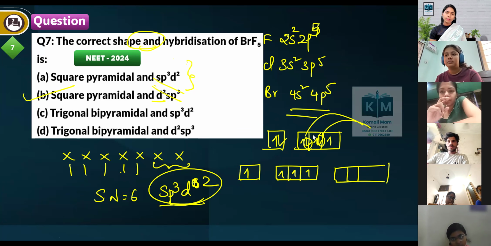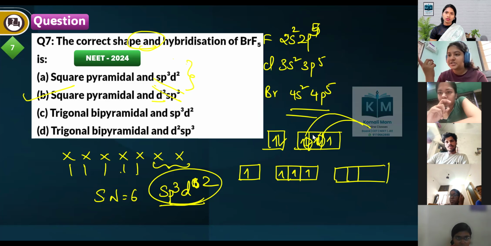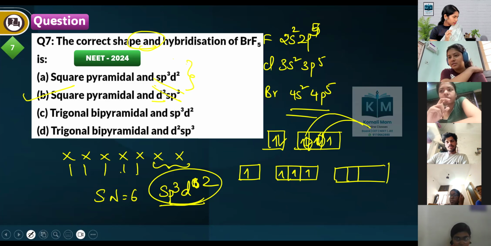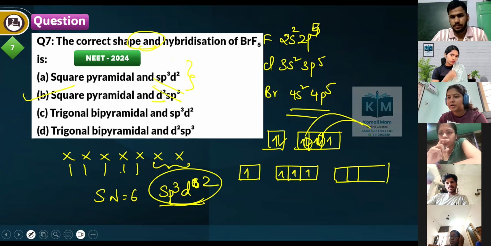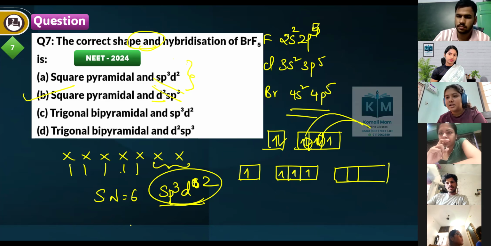BrF5, sp3d2 or d2sp3? What, Shivani? sp3d2 only, ma'am. Because in the first question when we did it, it was sp3d2 and square pyramidal only. Why not d2sp3? Because all of this failed, and then when they go to the other one, it comes as sp3.